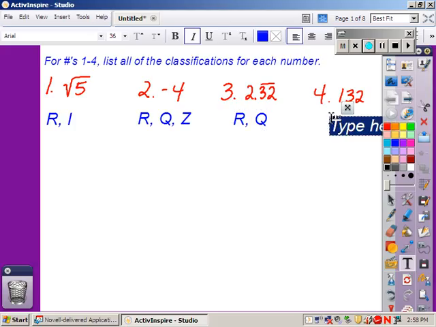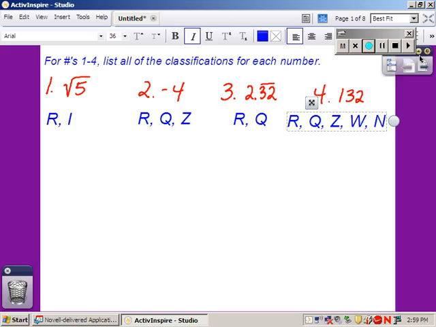And the last one we have is 132. Obviously not a number with a pi, and obviously not a hard square root, so it's definitely rational. So we say real, rational. It is a normal number, so it's an integer, and in fact, it's a whole number, and because it's not 0, it's also a natural number. So you have all of those classifications for a natural number.